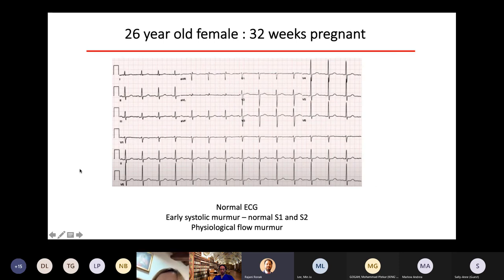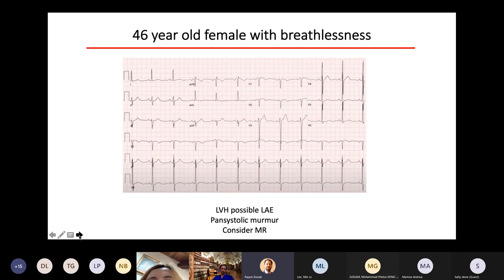Now, another ECG, we've got a 26-year-old female who's 32 weeks pregnant. The ECG is entirely normal. There's no ST segment changes, no strain pattern, no left ventricular hypertrophy, no signs of left atrial or right atrial enlargement. This is a normal ECG. You hear an early systolic murmur, but audible first and second heart sounds. This is going to represent a physiological flow murmur and is unlikely to represent significant heart valve disease.